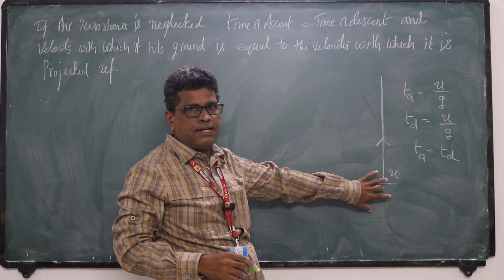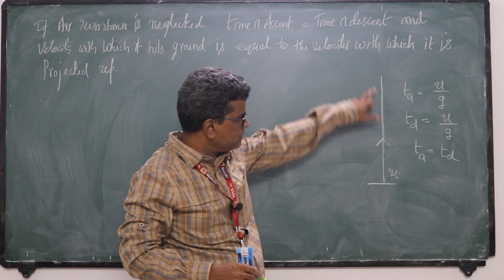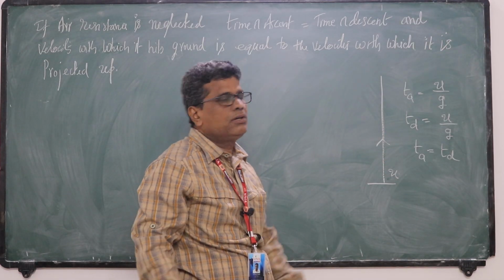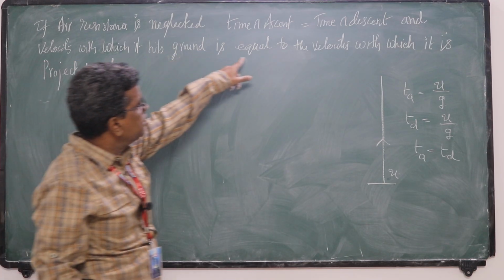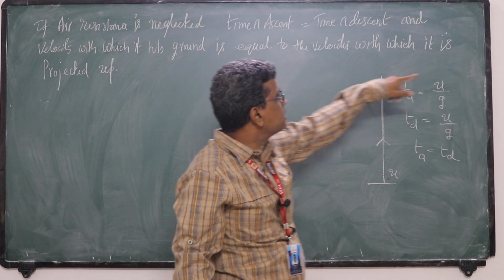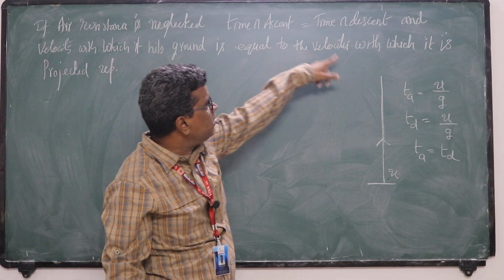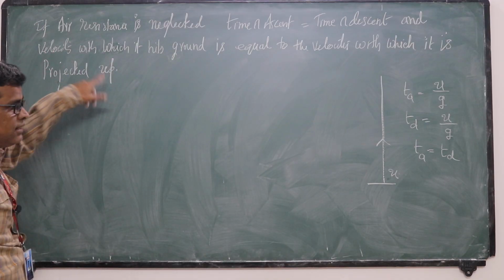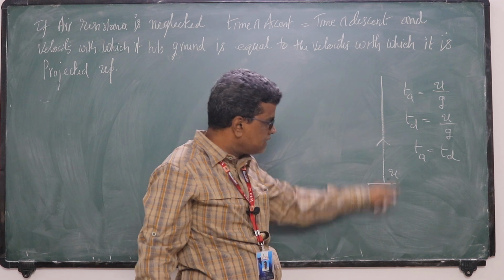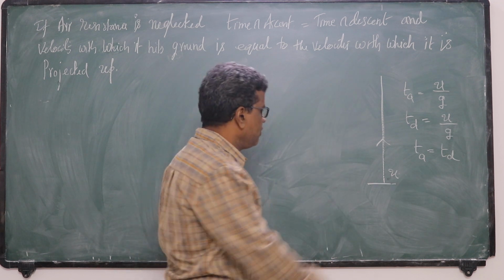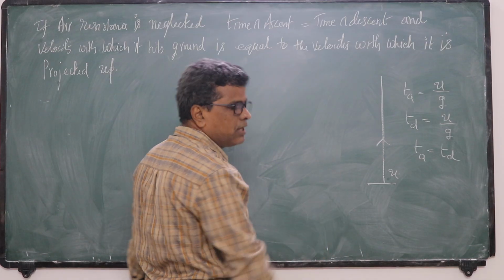If air resistance is neglected, if you project with velocity u, it will strike the ground with the same velocity. The velocity with which it hits the ground is equal to the velocity with which it is projected up. That means if you project with velocity u, it will hit the ground with the same velocity as far as magnitude is concerned. So that one also we can prove.